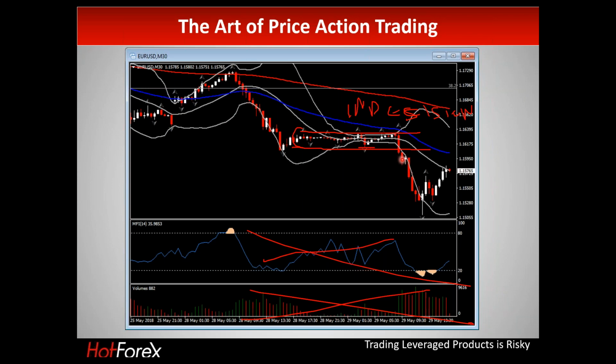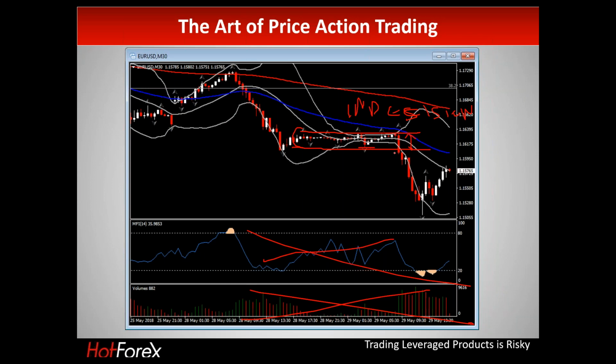With targets, where can you find targets? Simply by measuring the distance over here, like I taught you earlier. So, measure the distance and put the target at the same distance from your entry point.